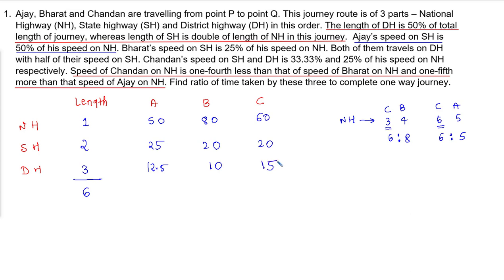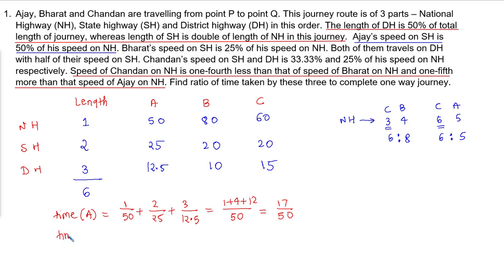Now the question is, find the ratio of time taken by these 3 to complete one-way journey from point P to point Q. So let's have a look at it. So the time taken by A is going to be how much? Time taken by A is going to be distance 1 divided by 50 plus 2 divided by 25 plus 3 divided by 12.5. Over here the LCM is 50. The numerator is going to be 1 plus 2 2s are 4 plus 4 3s are 12. This ratio is going to be 17 divided by 50. This is the time taken by A.